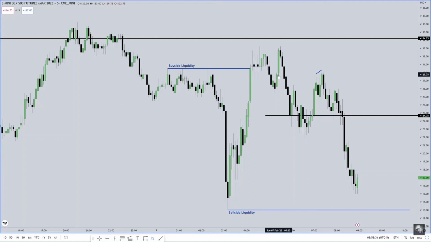The wicks overlap. See how it has a small little wick right here? Let me see if I can. How can I do that here?